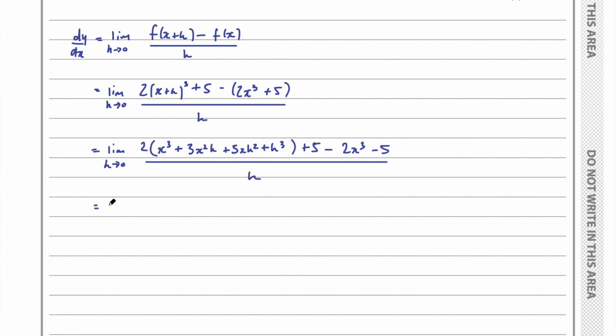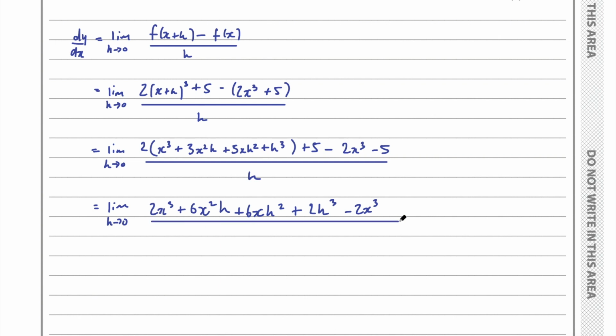And now we should probably expand those brackets out with that 2 there. So this is going to be 2x cubed plus 6x squared h plus 6h squared x plus 2h cubed plus 5 take 5. They would cancel out and we'd just be left with take 2x cubed. And that's all over h again.